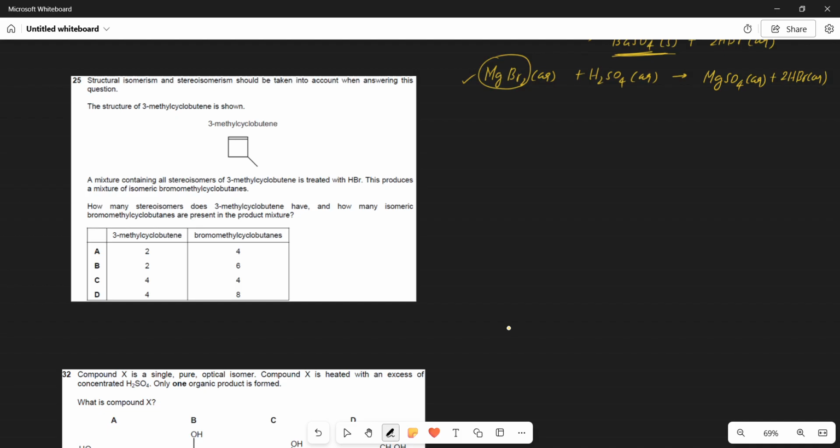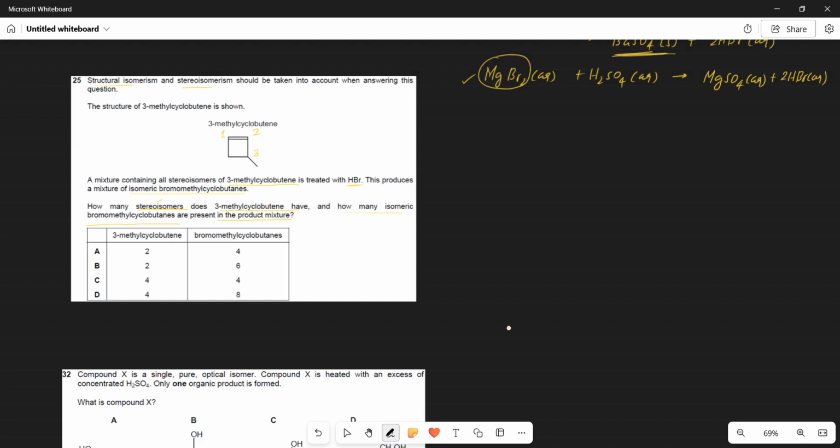So here, when I consider structural isomerism and stereoisomerism, you need to consider both. What they are talking about is 3-methyl cyclobutene. So I number it 1, 2, this is the 3rd carbon. A mixture containing 3-methyl cyclobutene is treated with HBr, and this produces a mixture of isomeric bromomethyl cyclobutanes. So how many stereoisomers does 3-methyl cyclobutene have, and how many isomeric bromomethyl cyclobutanes are present in the product mixture?